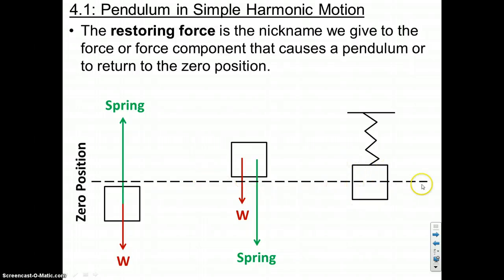So now the block is at the 0 position. Well, for a spring, and this is not the case for a pendulum, only for a spring, the weight pulls down, and the spring force, the force of the spring pulling up, exactly equals the weight. Right? So the 0 position for a vertical spring is simply the position at which the spring force and the weight perfectly cancel. Okay?